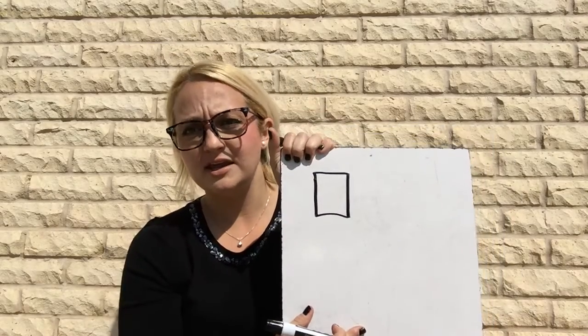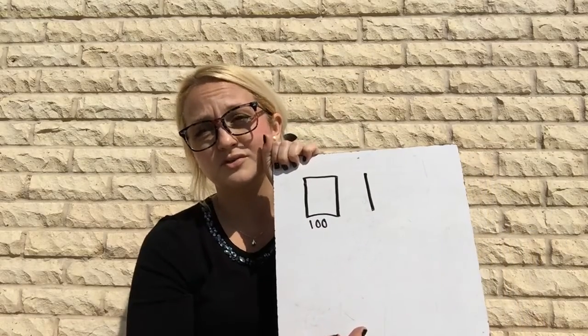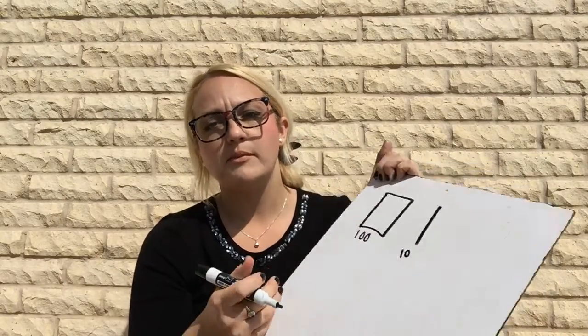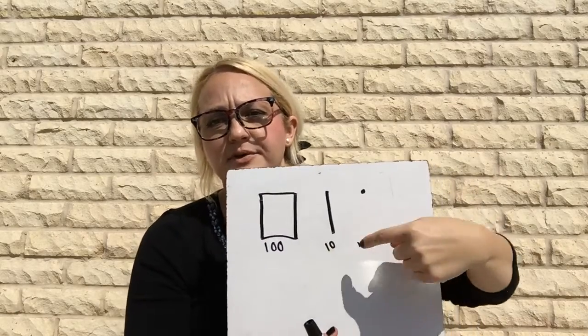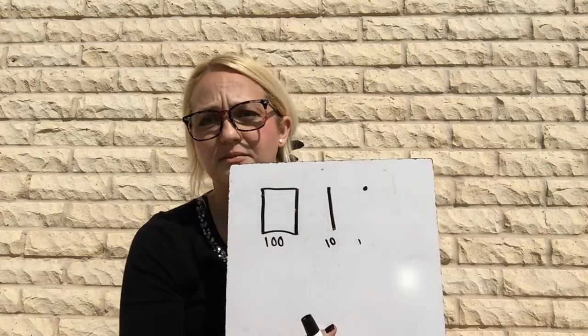This flat right here, sorry if I'm squinting, it's very sunny out here, represents 100. The line, also known as a rod, represents 10. And then my little baby unit, just like a dot, represents 1. So if I added these up, it would be 100, 10, and 1, so it would be 111.